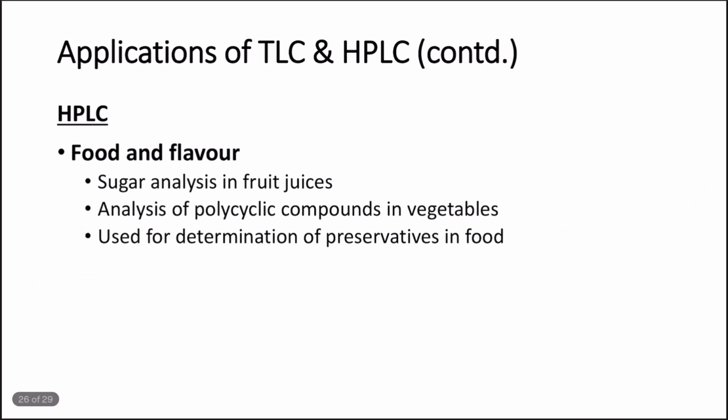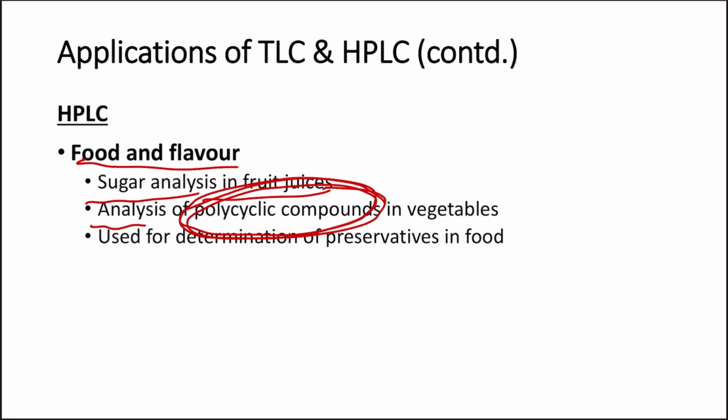Then finally coming to the final application, that is, in the case of food and flavor, it is used for doing sugar analysis in fruit juice. It is also used for analysis of the presence of polycyclic compounds in vegetables, then determination of the preservatives in the food and whether the food is of apt quality or not, as seen in the case of gas chromatography. So these are the applications on the whole for gas chromatography and liquid chromatography.